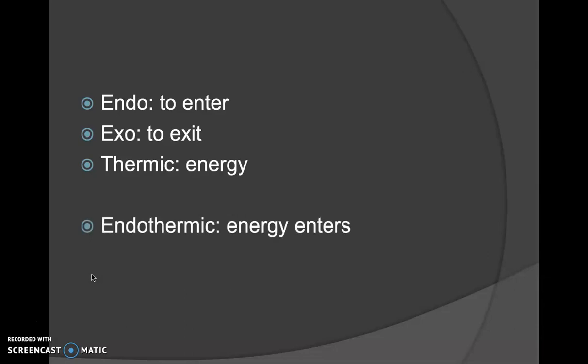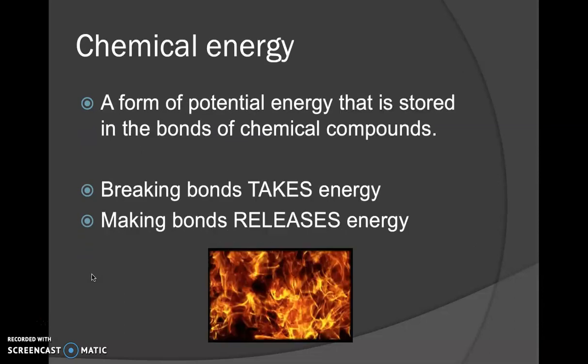When we put some of these words together, endothermic means that we have energy entering. Exothermic means we have energy exiting. The form of energy that we're most often talking about with endo and exothermic is chemical energy. This is a form of potential energy that is stored in the bonds of chemical compounds. When we break those bonds, we need to use up energy, or breaking bonds takes energy, and when we make bonds, they release energy.